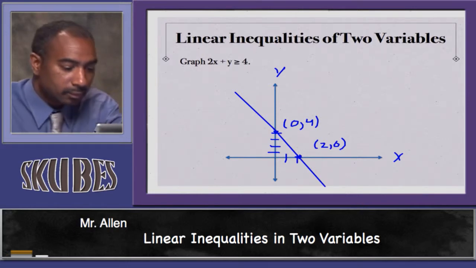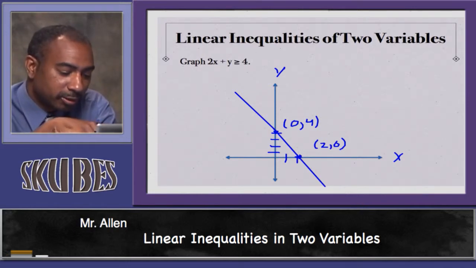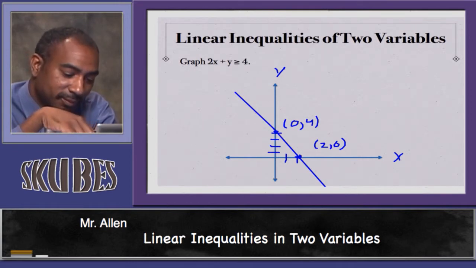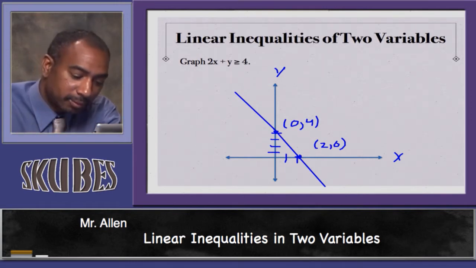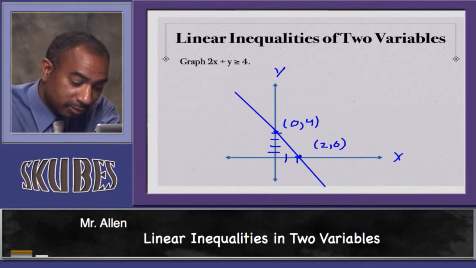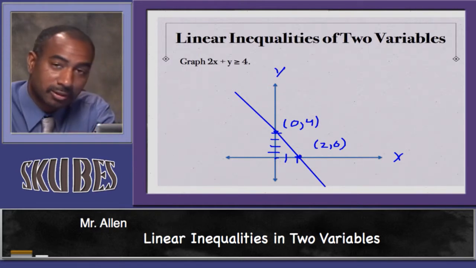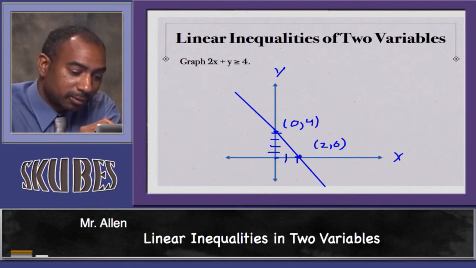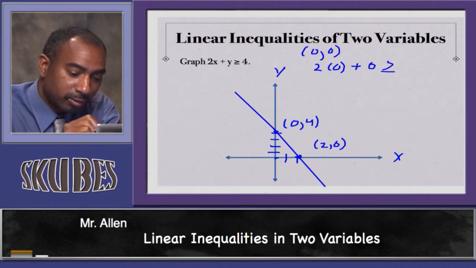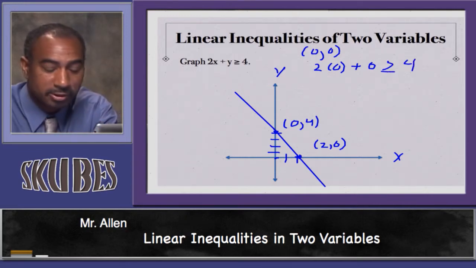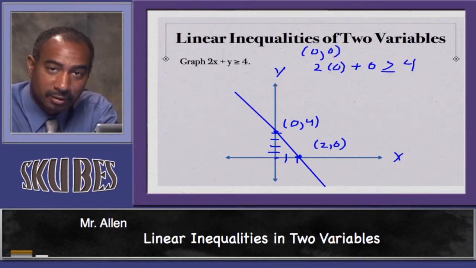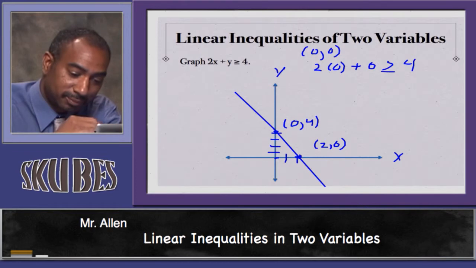And sometimes it gets a little tricky. Which side of the line do you graph? Sometimes you might want to use a test point. Notice that the origin is down here. If the boundary line does not cross the origin, that's a good test point. So I know that's going to be 0, 0 there at the origin. So I'm going to put 2 times 0 plus 0 is greater than or equal to 4. If it's a true statement, you're going to shade everything on the side of the origin. If it's a false statement, you're going to shade everything above.